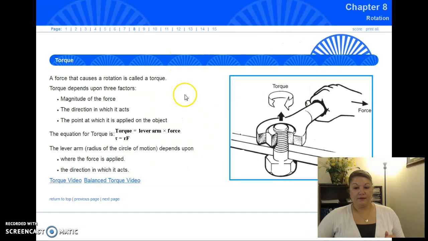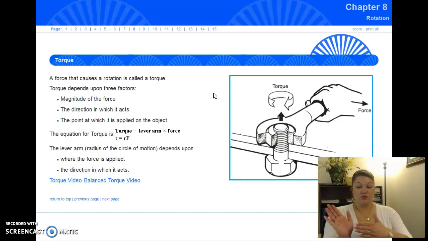So, torque. Torque is a force that causes a rotation. Here we have a wrench trying to loosen this stubborn nut, so we can get the bolt out. We apply force with our hand. It causes the wrench and hopefully the nut to turn, and we get our bolt out. Any force that causes a rotation is called a torque. Torque depends on how big the force is, the direction that force is acting, and where that force is applied.